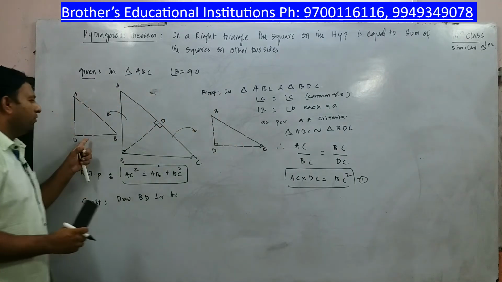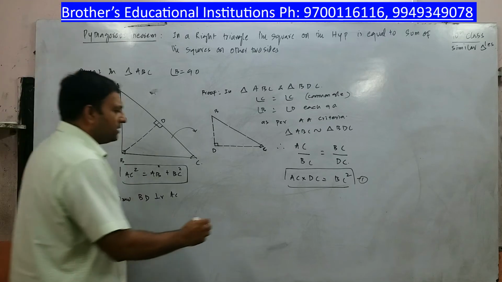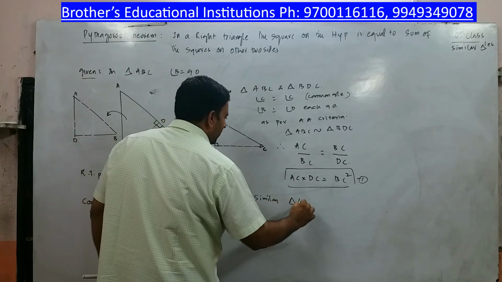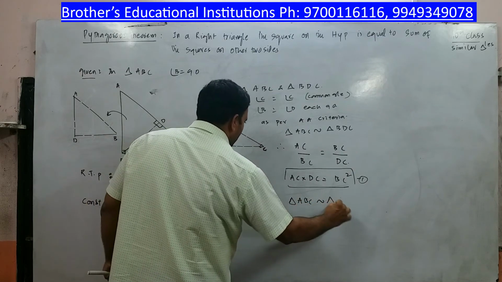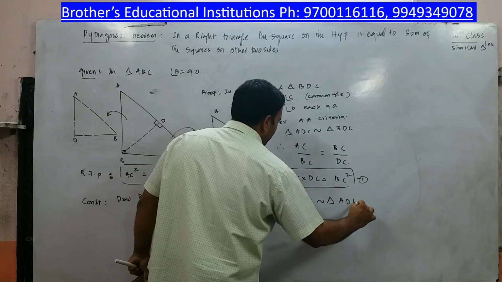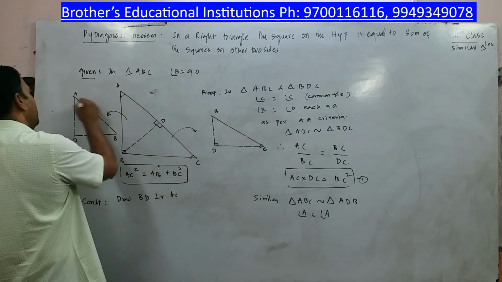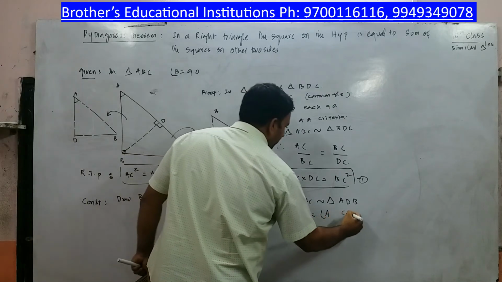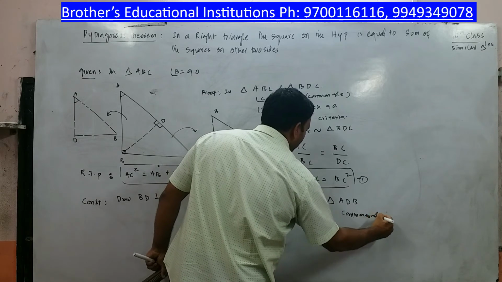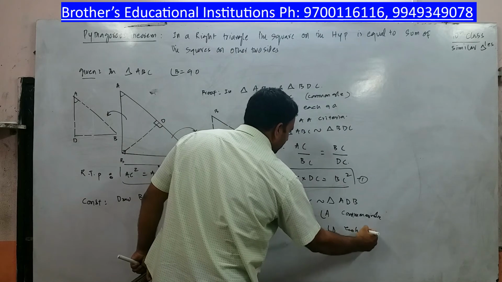Now, I will go for this particular triangle. Again, I will say triangle ADB and triangle ABC. I will say similarly, triangle ABC is similar to triangle ADB. Triangle ADB. What is the reason? I will write angle A is equal to angle A. Now this angle is equal to this angle. Why? It is a common angle. Also, angle B is equal to angle D, each 90 degrees.